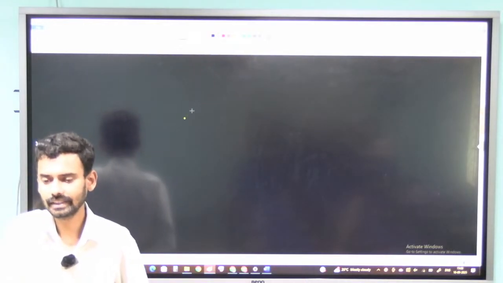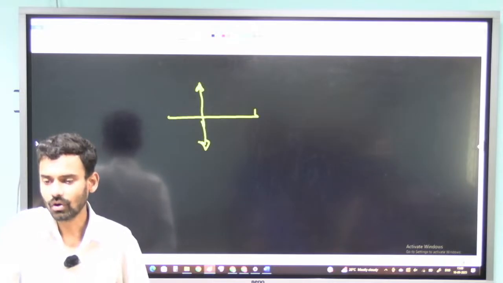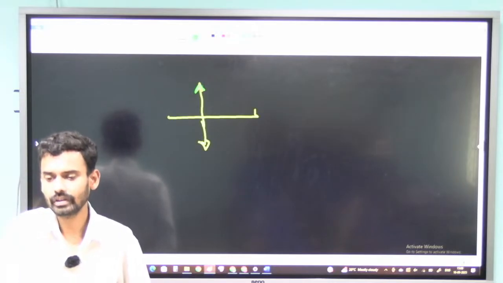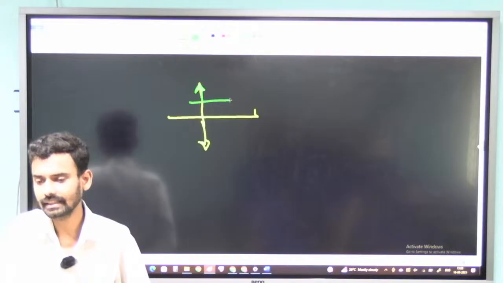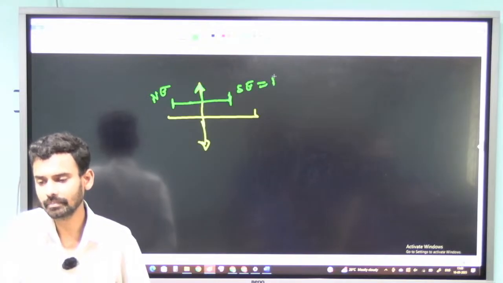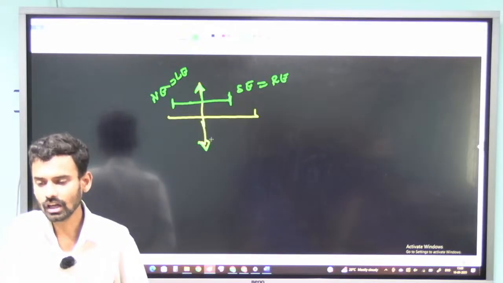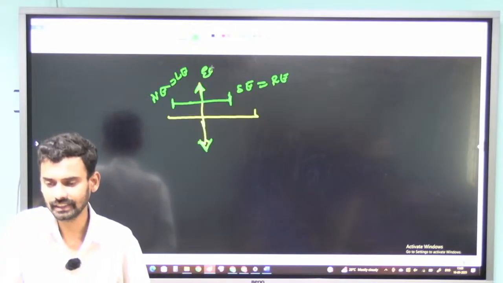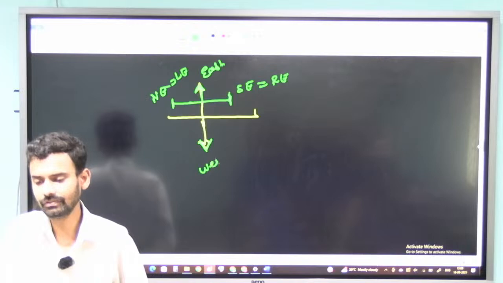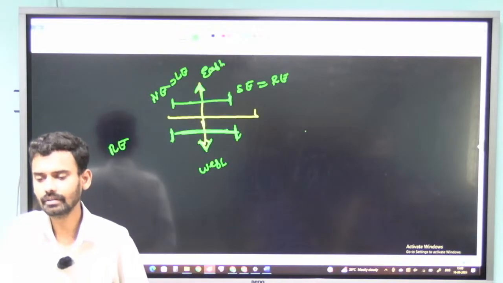Similarly, suppose this is the east direction and this is the west direction. Now if all are facing east, so we may get a question where all are facing east, then this direction and this direction will be the north end and the south end, and the north end will become the right end and the south end will become the left end. But if all are facing west, this will be my right end and this will be my left end.